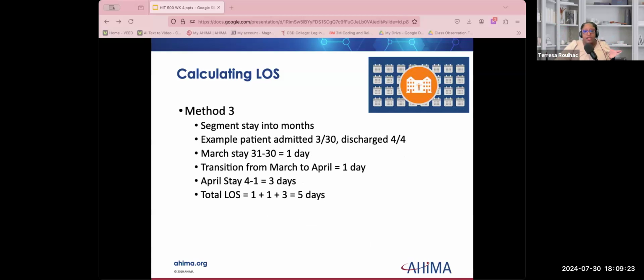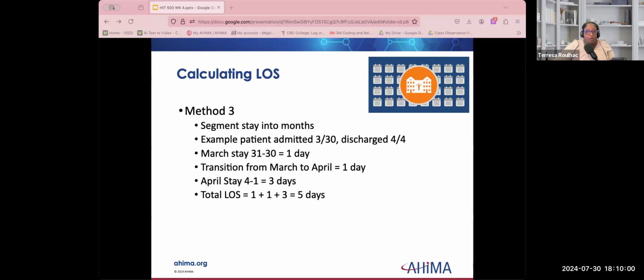And then method 3, if you want to get into a little bit of mathematical fun, if you just want to add and calculate, we got you. If the admission and discharge dates are in the same month, this way is a lot easier. You calculate the length of stay by subtracting the day portion of the admission and discharge dates. So March 31 minus 30 is 1 day, not too crazy, right? From March to April equals 1 day. And then you have your total length of stay, 1 plus 1 plus 3 equals 5.